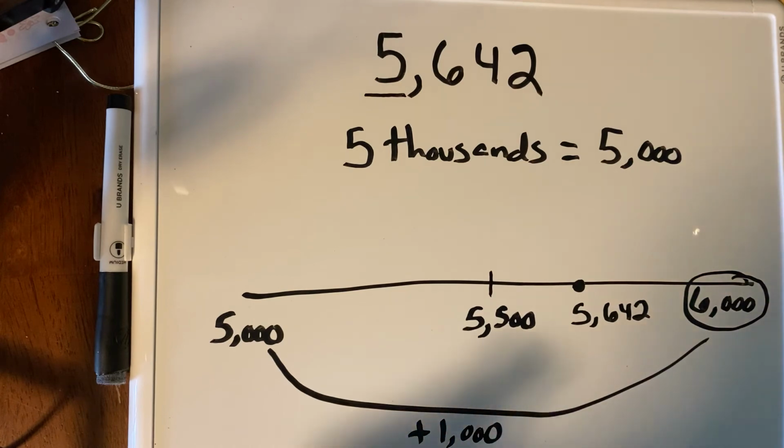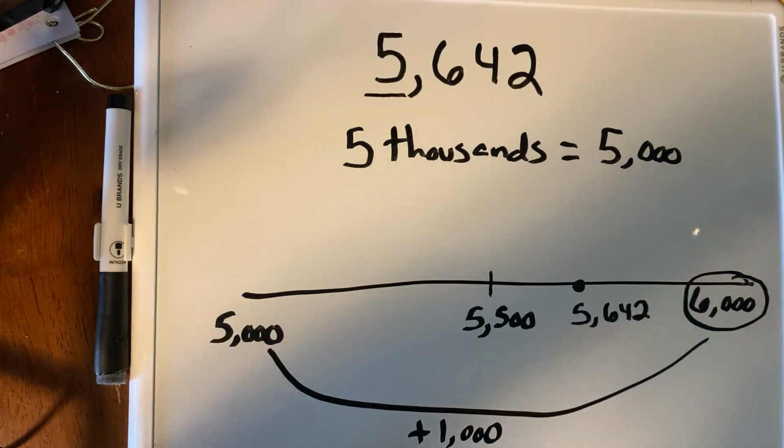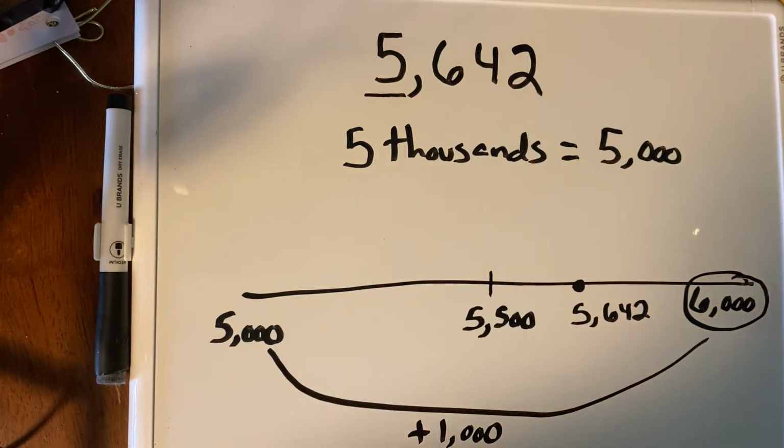All right, so that's how you round to the nearest thousands. Again, you follow the same basic steps as rounding to the nearest 10 or the nearest 100.